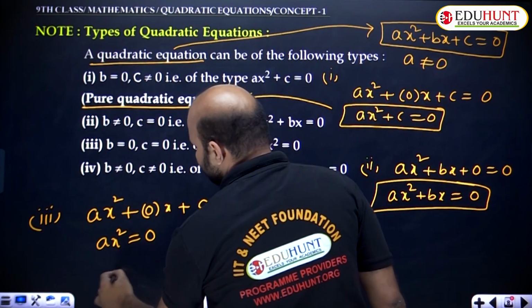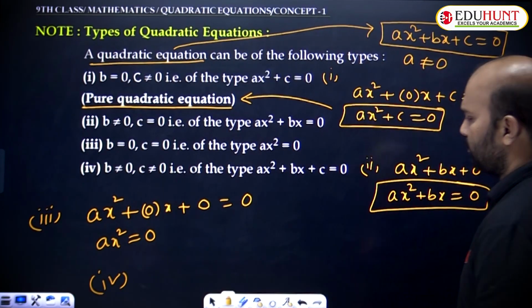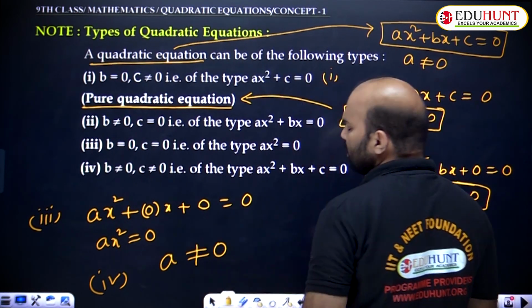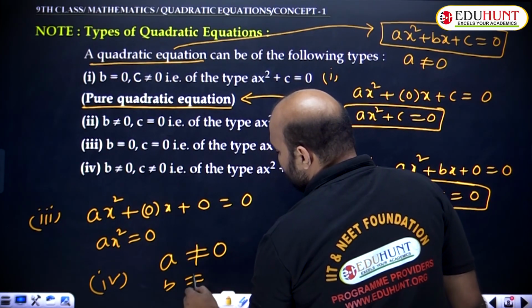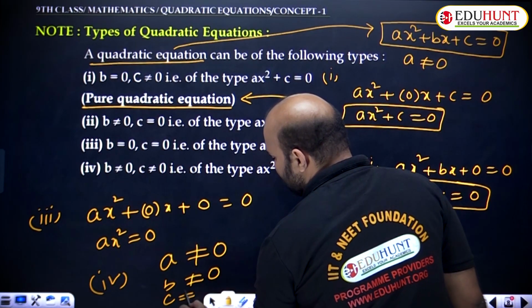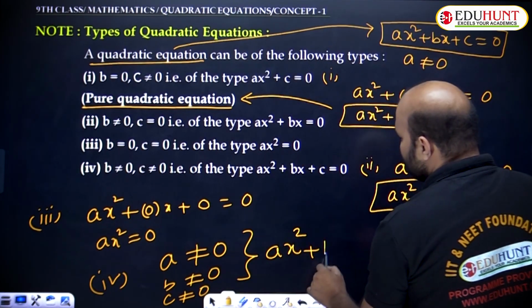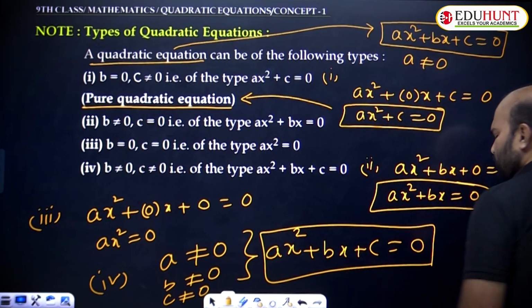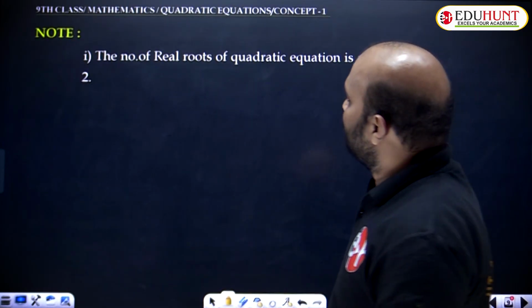So, what is the fourth one? b not equal to 0, c not equal to 0. For the fourth one, clearly we need to understand a not equal to 0 is the original condition of a quadratic equation, but in Roman 4, I am given b not equal to 0 as well as c not equal to 0, which is nothing but the original equation ax square plus bx plus c equal to 0. This is the original quadratic equation. Am I clear?